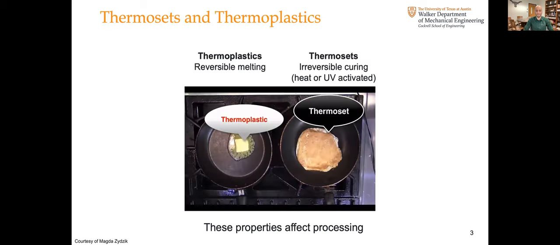So to start with the basics, I'd like to talk about the two different categories of polymers. There are thermoplastic polymers that are the types that you can heat up, they melt, and then as soon as you cool them down, they solidify.